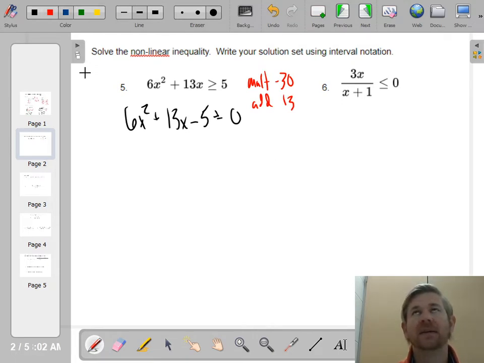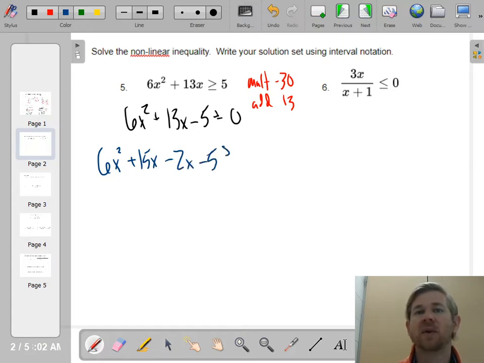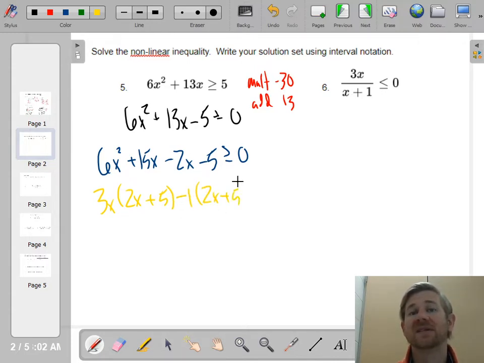That would be if they have the same sign. They're going to multiply to negative 30. So 6x squared, this is going to be plus 15x minus 2x. And we want to know where it's greater than or equal to 0. So the GCF for the first two terms is 3x, 2x plus 5. Bring down the minus sign. The GCF between those two is 1, 2x plus 5.